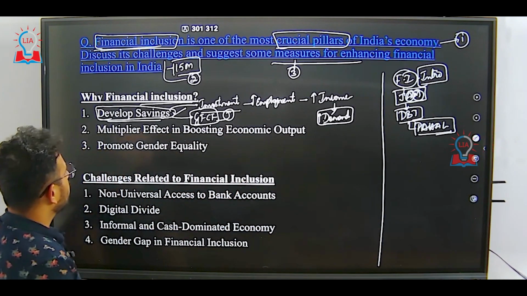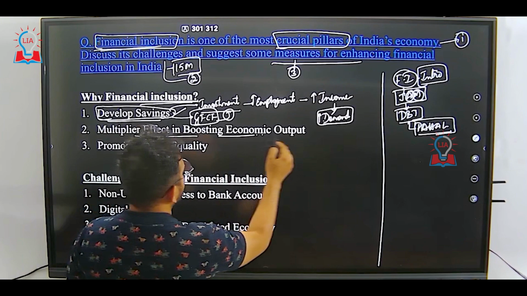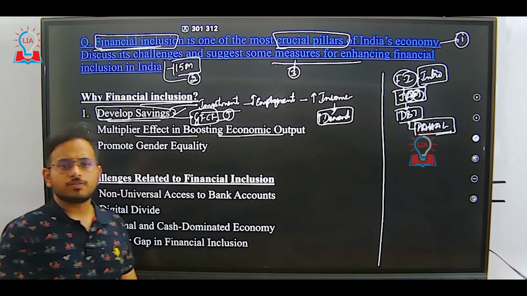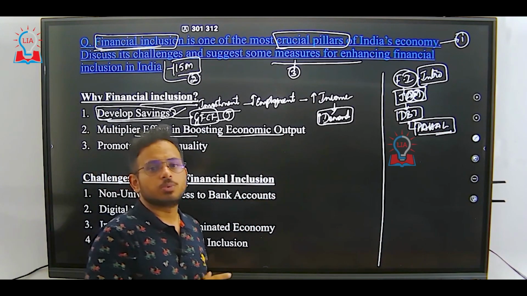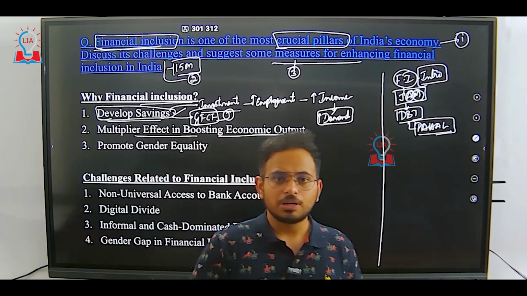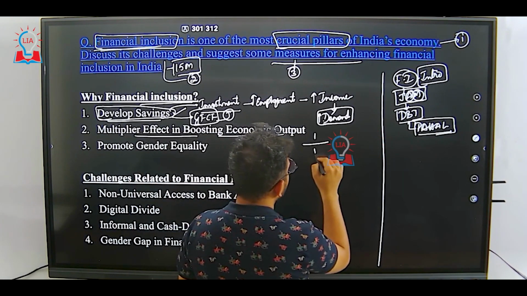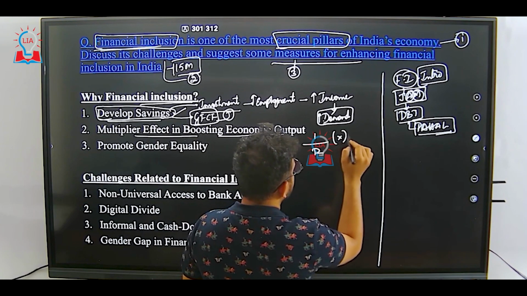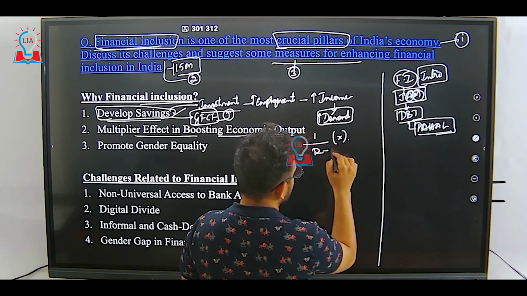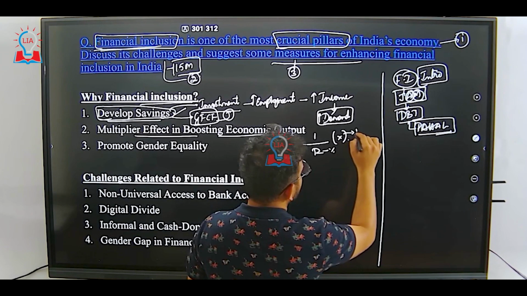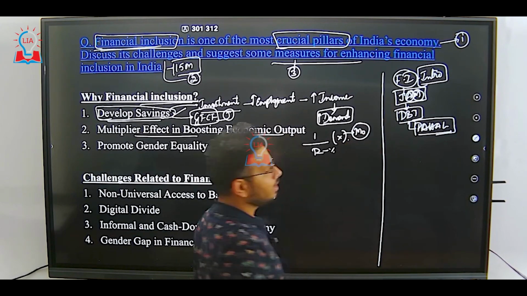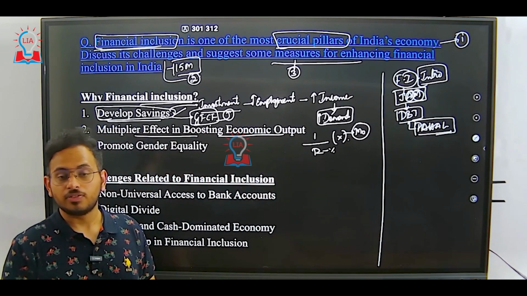Okay, now the money multiplier effect in boosting economic output. In the economy, you would have studied two important concepts: one is called the velocity of money, and the second is the money multiplier effect. So what is this money multiplier effect? It is given by the term 1/R times X, where R is in percentage and X is M naught, or the aggregate money in the economy.